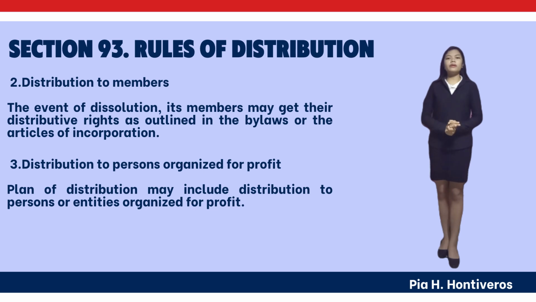For the distribution to members, as provided in Section 86, a non-stock corporation's income is only to be used to achieve its purposes rather than being given as dividends to its members. On the other hand, in the event of dissolution, its members may get their distributive rights as outlined in the bylaws or the Articles of Incorporation. The members are not entitled to any earnings made by a non-stock corporation as a result of its operations. And for the distribution to persons organized for profit, it may be noted that the plan of distribution may include distribution to persons or entities organized for profit.